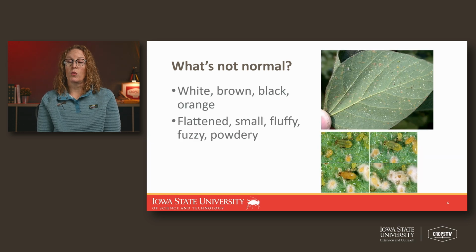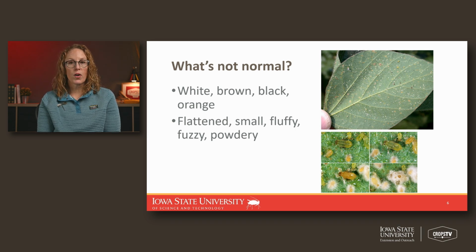What's not normal or not healthy for soybean aphid is to see them in various colors. They could be white, brown, black, or even orange. And their shape changes as well. They can become flattened or just really small. Even the adults can be under a millimeter in size. Sometimes they could look fluffy or fuzzy or even powdery, like a little powdered donut. So, in these situations, you could have an entomopathogenic outbreak or a fungal outbreak that's naturally occurring in the soil.